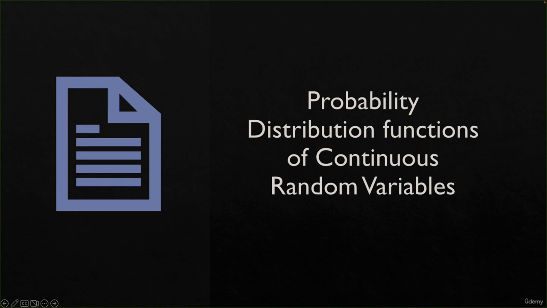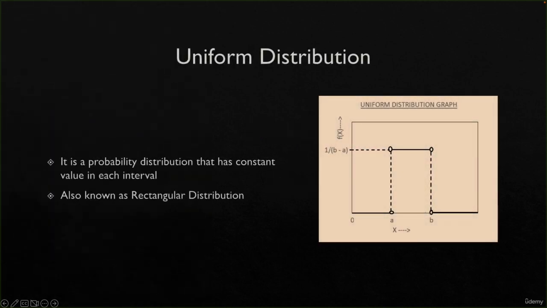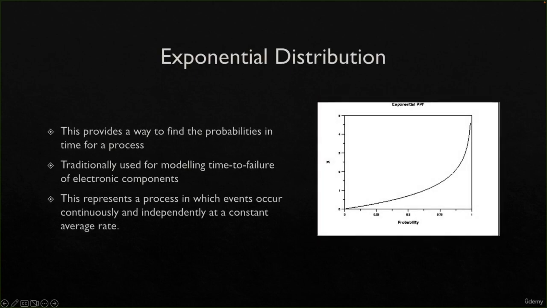So here under the continuous random variable, we've got uniform distribution. Now uniform distribution is a probability distribution which has a constant value in each interval. You can clearly observe in this given slide, we've got something like a rectangle shape. Hence this is also known as rectangular distribution as well. And we've got something called as exponential distribution.